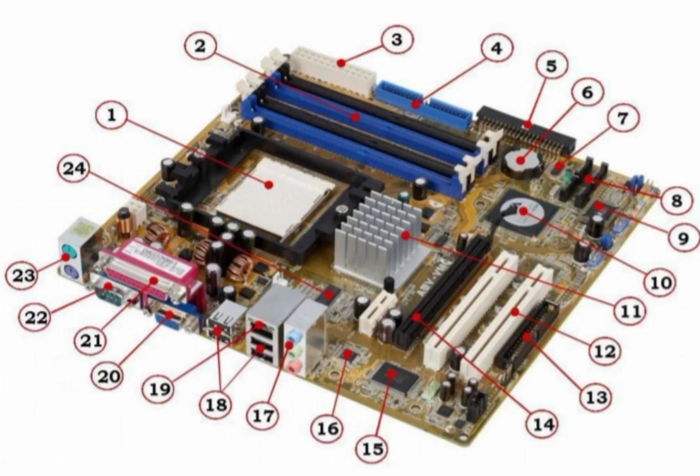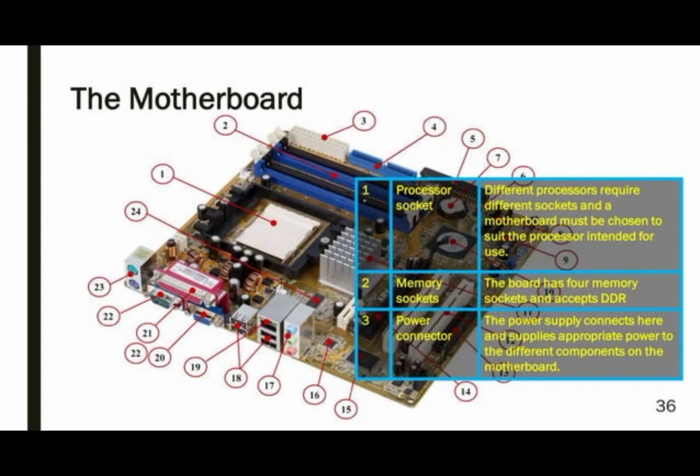The main parts of the motherboard. Number 1. The processor socket. Different processors require different sockets, and the motherboard must be chosen to suit the processor intended for use.